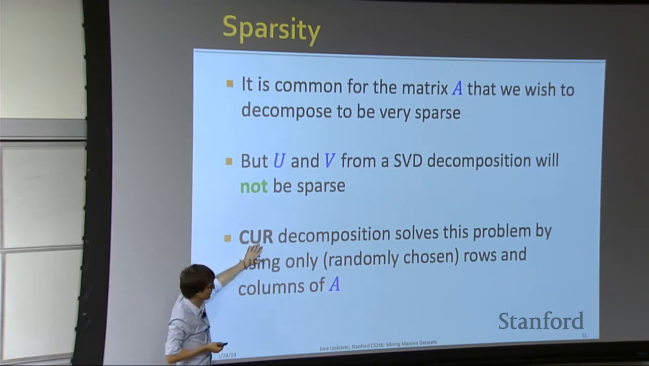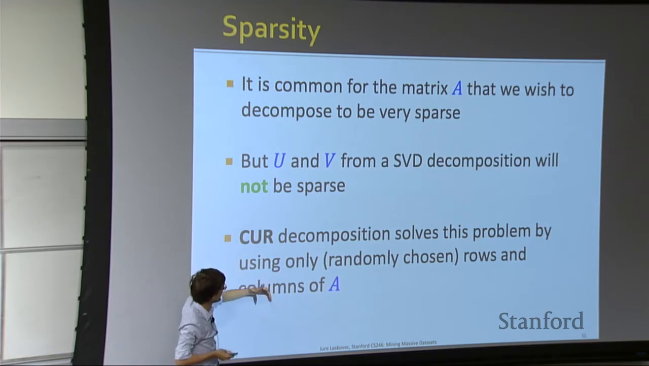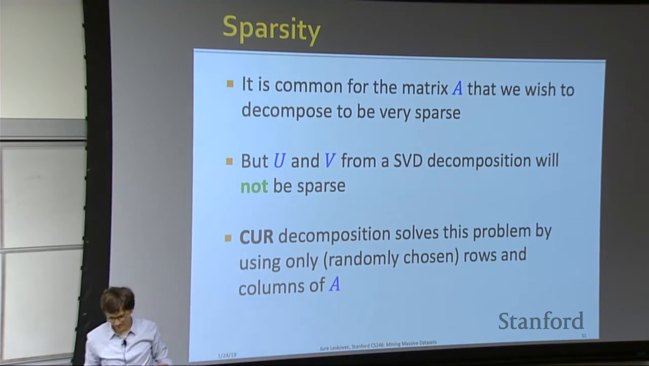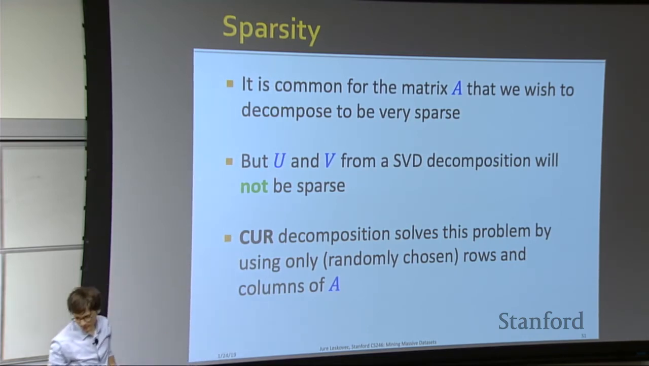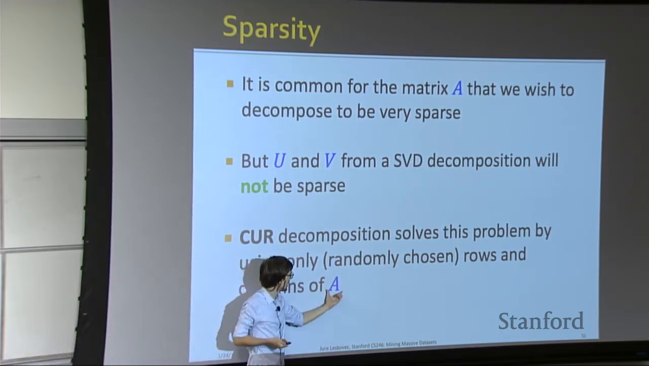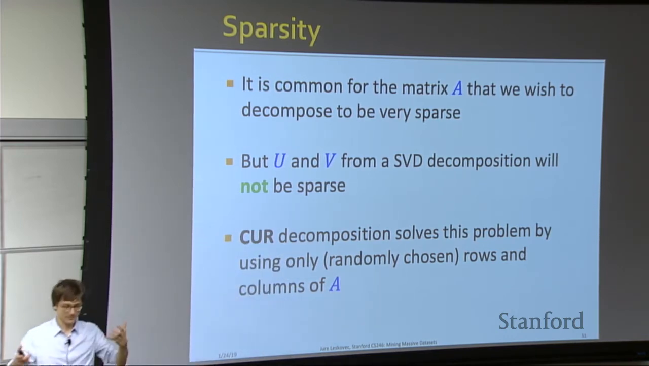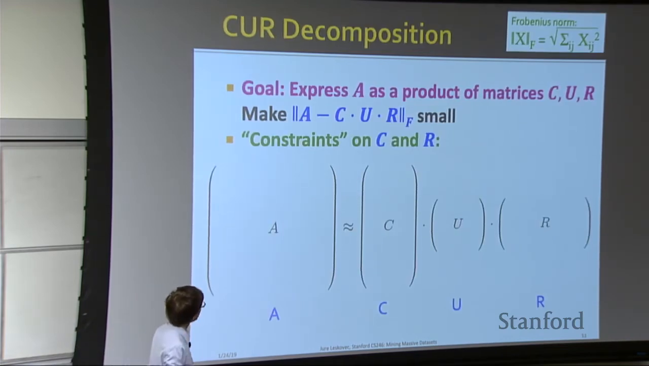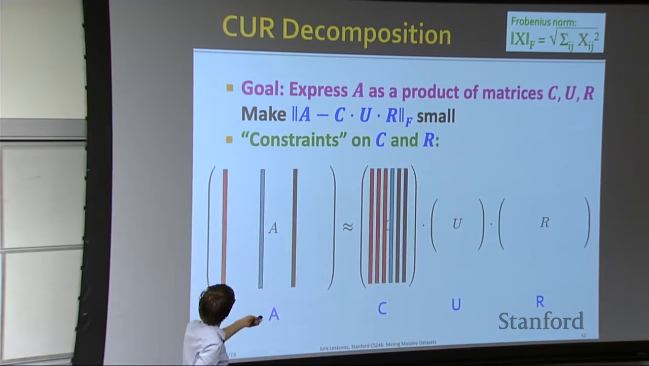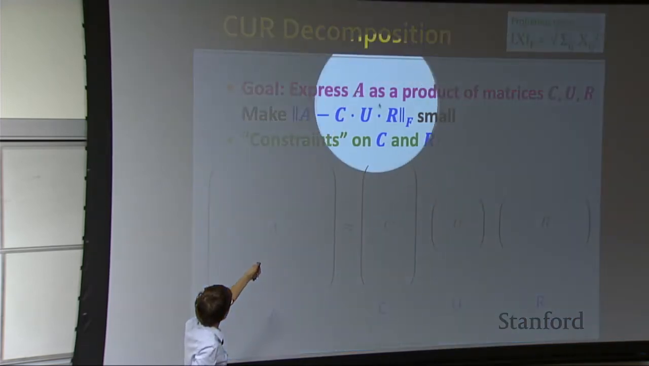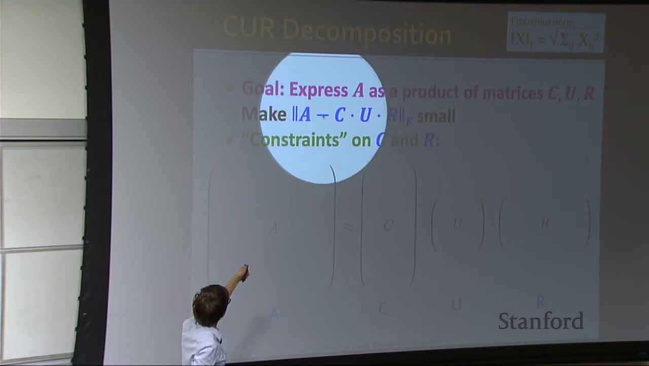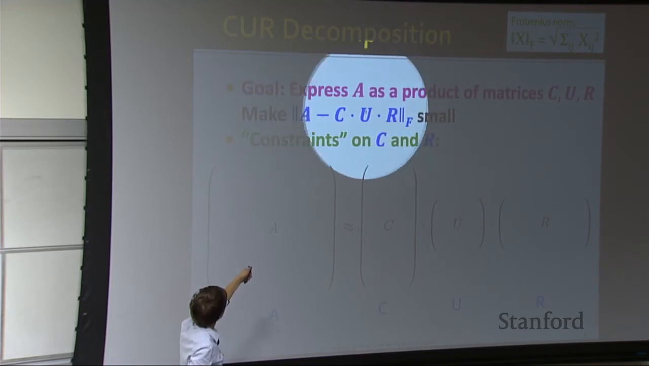And CUR solves this problem by using only randomly chosen rows and columns of A. So this will be a randomized algorithm, and it will give us something like U and V, here called C and R, that are sparse. So the idea is if A is sparse, then our basis vectors, our singular vectors, will also be sparse. Let me give you the example. I want to take my matrix A and decompose it as a product of matrices C, U, and R. And I want to make the Frobenius norm between A and my approximation small.